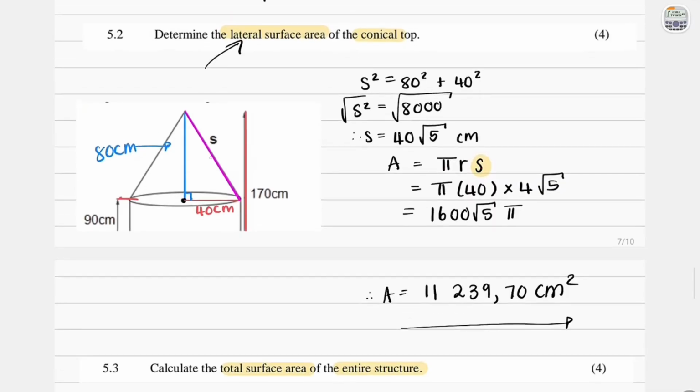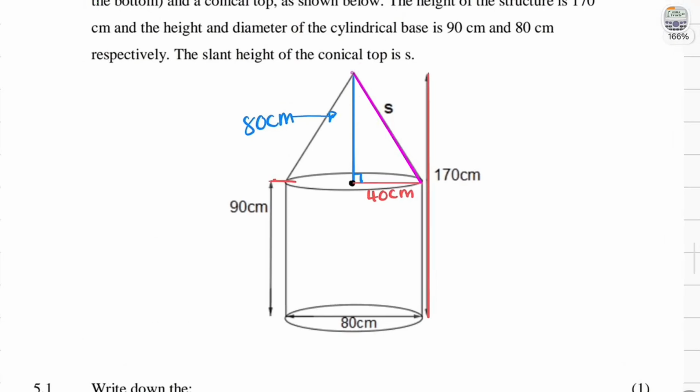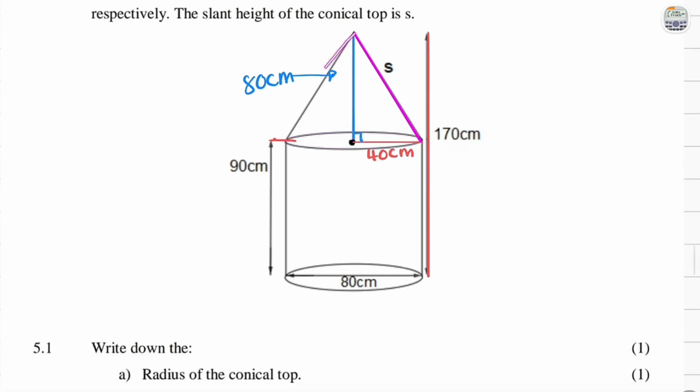Question 5.3 says, calculate the total surface area of the entire structure. We have parts of the structure now. We have the surface area of this part, but now the entire structure. Since this has been fixed onto this, we are not going to find the area of the circle part here. Leave that out. We're finding the total surface area of the entire structure.